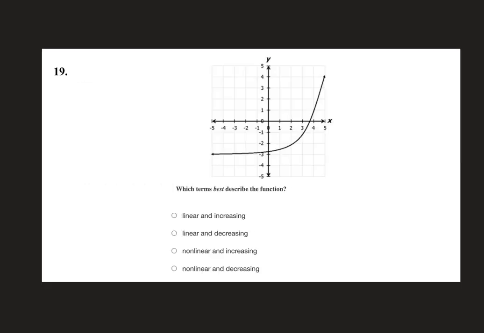Which term best describes the function? If I look at my answer choices, I see linear, linear, nonlinear, nonlinear, increasing, decreasing, increasing, decreasing. So I'm going to trace this graph from left to right, and you need to decide, do you think it's increasing or decreasing? You also need to ask yourself, is it a straight line? If it's straight, it's linear. If it's not straight, it's nonlinear. If your graph is going up, it's increasing. If it's going down, it's decreasing. Choose your answer, and this should be your last question.